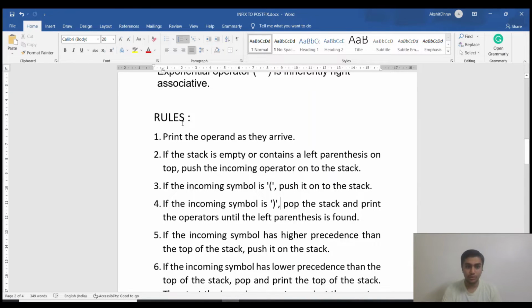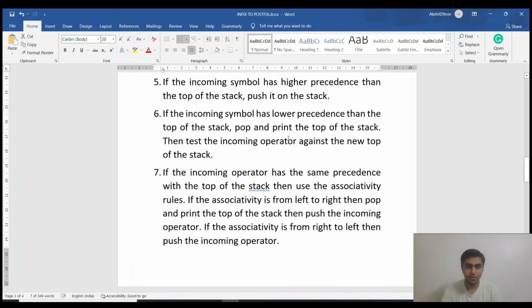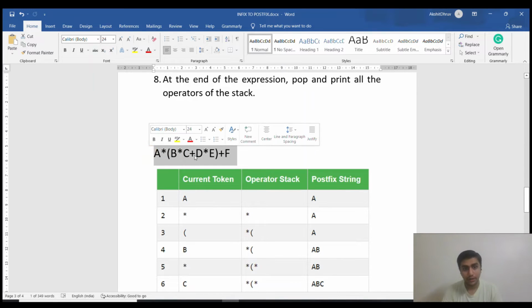Let's start with the rules. What are the rules to convert infix to postfix? Suppose first any operand comes, then we will not push that into the stack. The stack will remain empty. We will just write down whatever is coming. We will just print the operands. Like suppose if A comes, right? See, I will just show you what we are talking about. This is the infix expression, right? We have to convert this to postfix. We will study further.